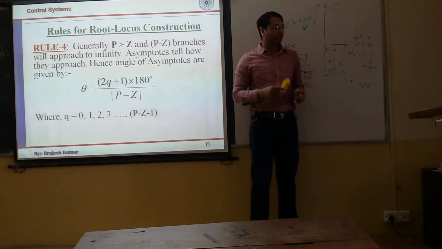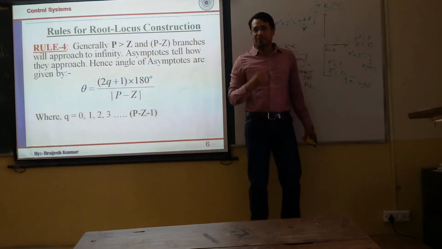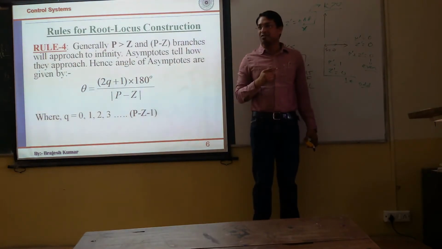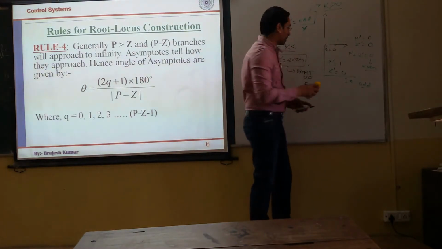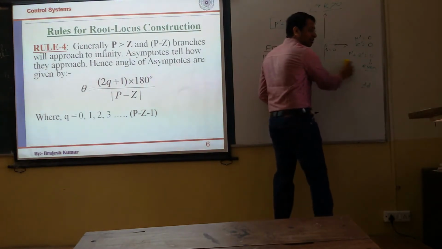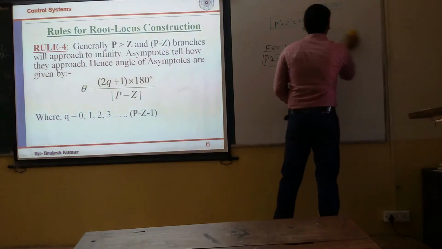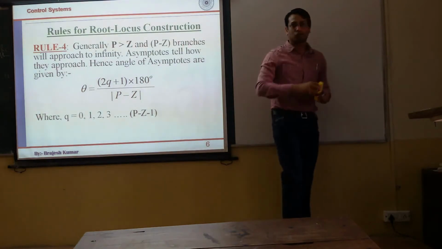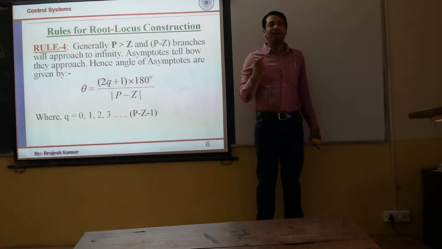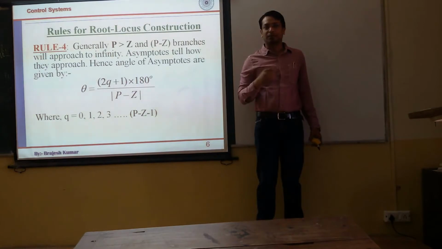Now coming to rule 4. I have just specified that generally P is greater than Z, because we generally deal with realizable systems, and for a realizable system the order of the numerator polynomial is less than that of the denominator polynomial. That's why P will be greater than Z. We have also said that P minus Z branches will approach infinity. Correct? In this particular case. So how will these branches approach infinity? We will take the help of the concept of asymptotes.